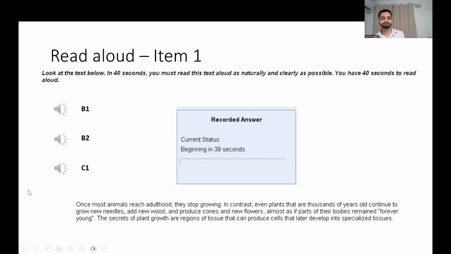Once most animals reach adulthood, they stop growing. In contrast, even plants that are thousands of years old continue to grow new needles, add new wood, and produce cones and new flowers, almost as if parts of their bodies remain forever young. The secrets of plant growth are regions of tissue that can produce cells that later develop into specialized tissues.